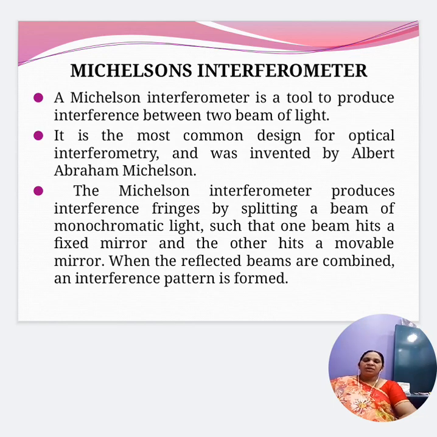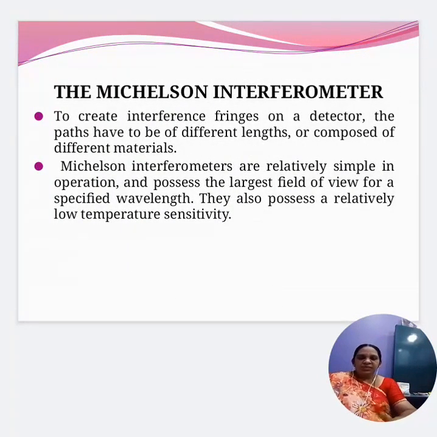Michelson's interferometer produces interference fringes by splitting a beam of monochromatic light such that one beam hits a fixed mirror and the other hits a movable mirror. When the reflected beams are combined, an interference pattern is observed. To create interference fringes on a detector, the paths have to be of different lengths or composed of different materials.